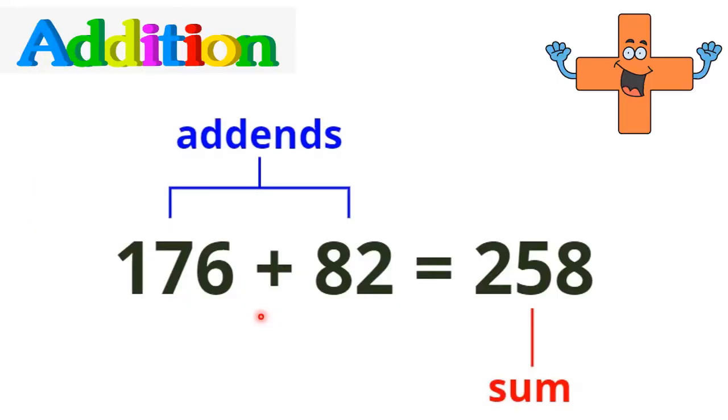So before starting, let me tell you what are the addends and what is sum. Students, in addition, the numbers that are added with each other are called addends and the answer is called sum. Like in this example, 176 plus 82. These numbers are added with each other, so these numbers are called addends and their answer, that is 258, is called sum.